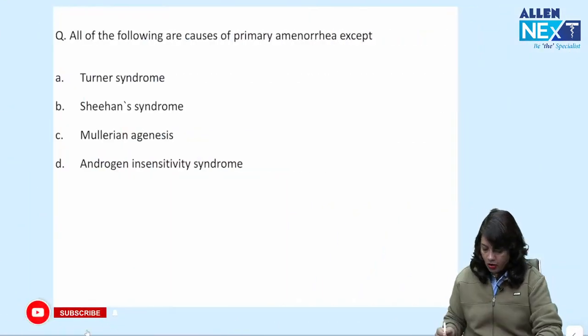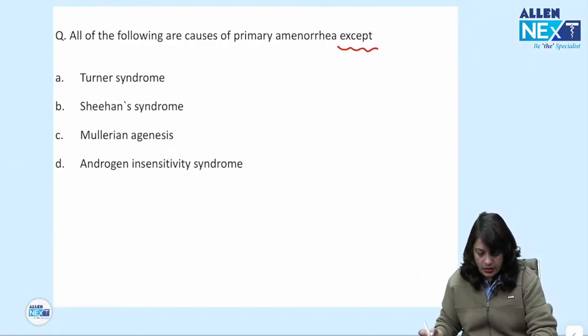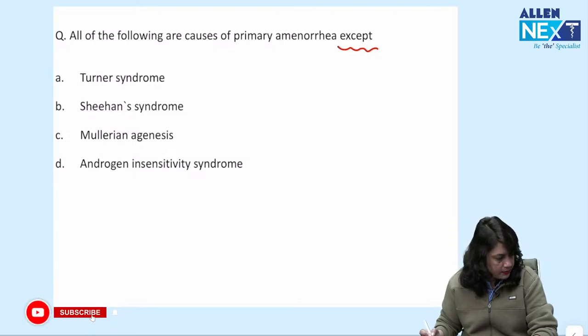All of the following are the causes of primary amenorrhea except. What is your answer? Turner syndrome, Sheehan syndrome, Mullerian agenesis, or androgen insensitivity syndrome? What's your answer? You can write down your answers in the chat box.